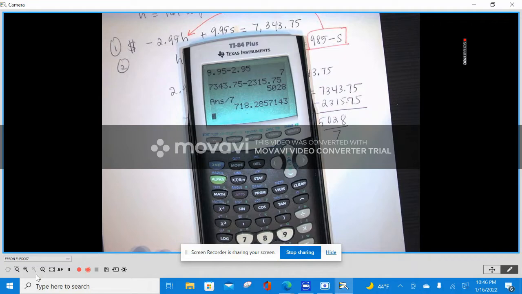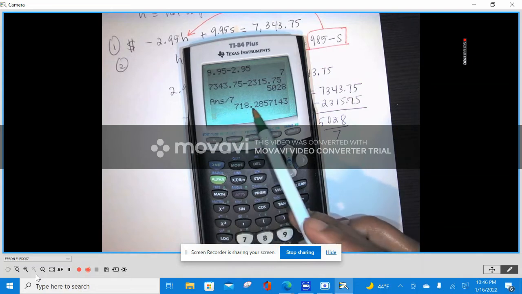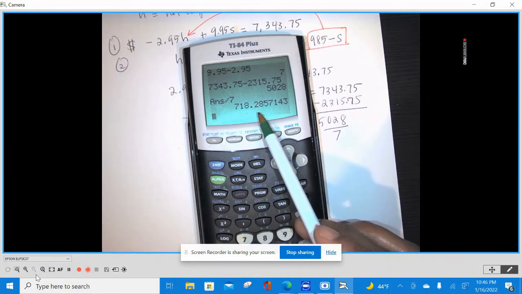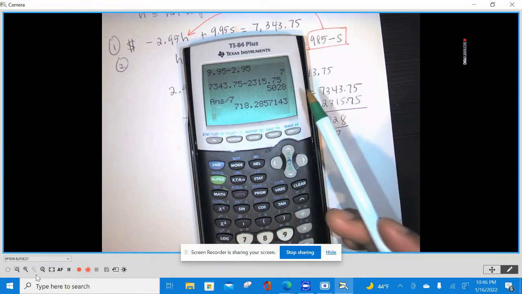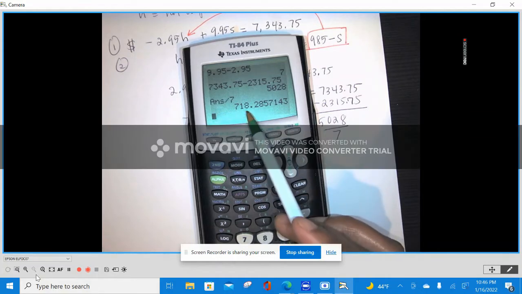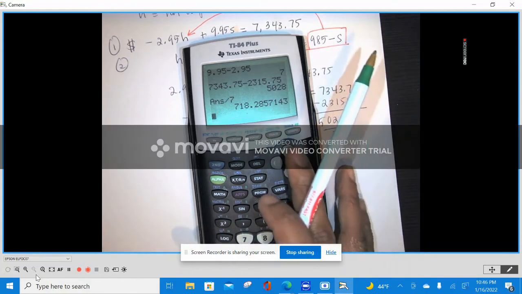So he actually sold 718. And now some people are worried about this 0.39, 0.29, or 0.3. Well, this is not money. This is the number of items, so you've got to round down instead of up. So he sold 718 steak sandwiches. That's what I think.